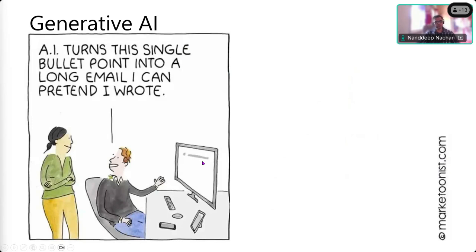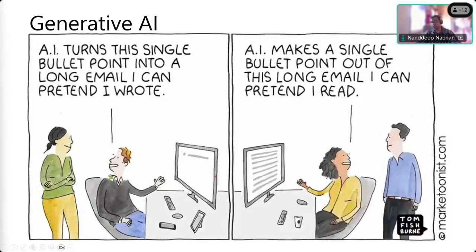So this is the only single bullet point that he probably knew, and then once he asks AI to go ahead and write or explain in detail about that bullet point, it creates a long generated email. Okay, so this is the long email that has been generated.